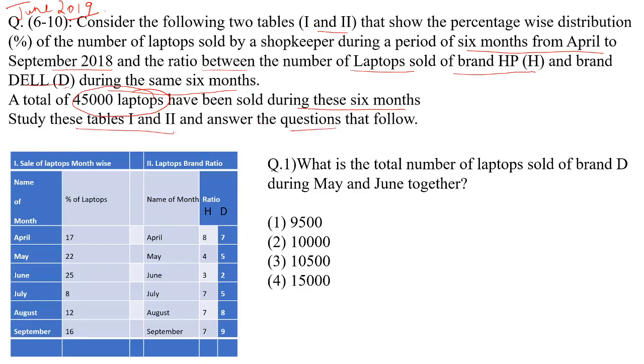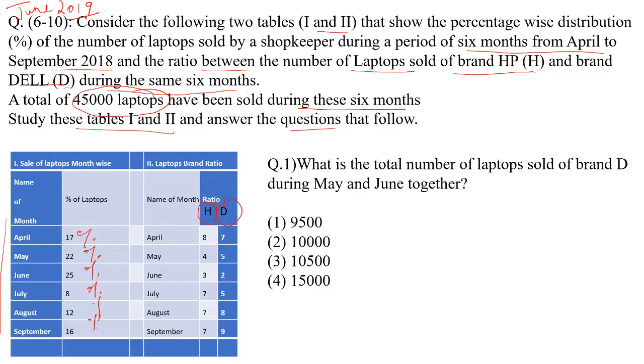You can see here the table is given, the sale of the laptops monthly wise. The months are given here, April to September, and the percentages are given. All these are the percentages of laptops sold in those months. And there are the laptop brands defined by H and D, where H stands for HP and D stands for Dell.